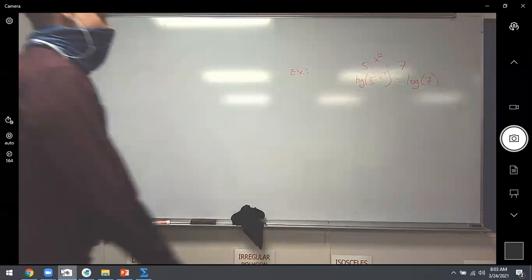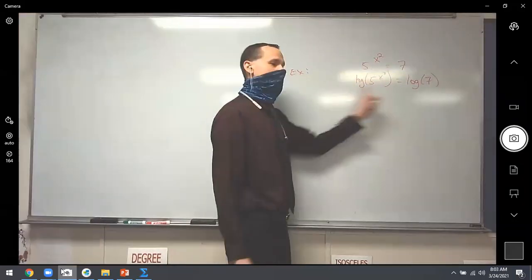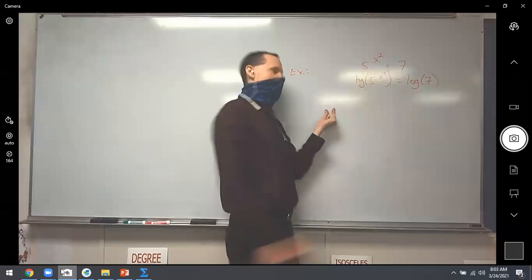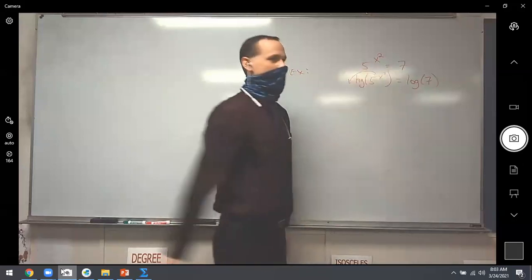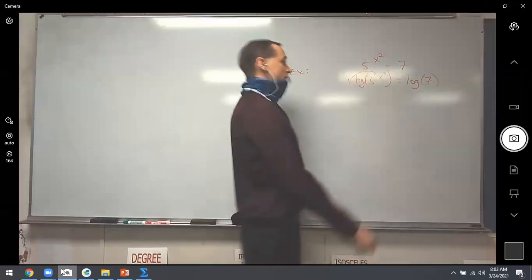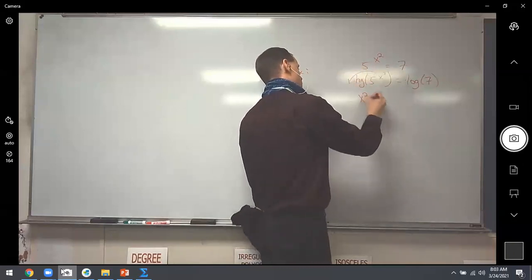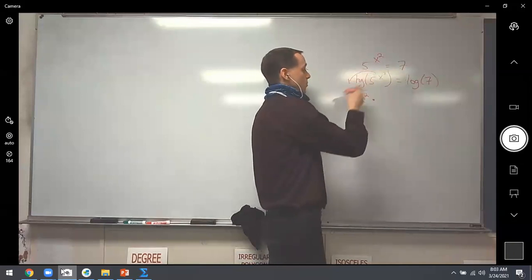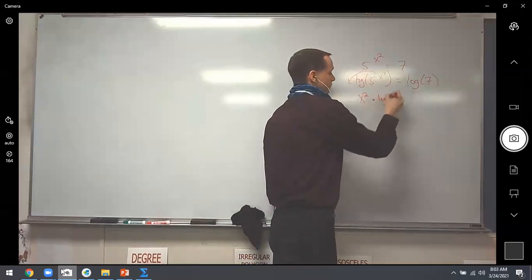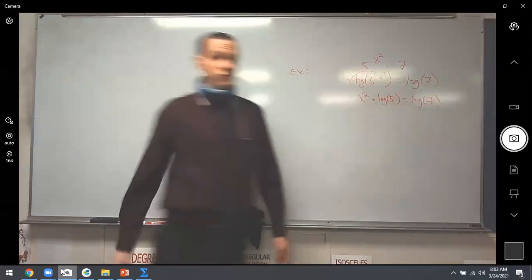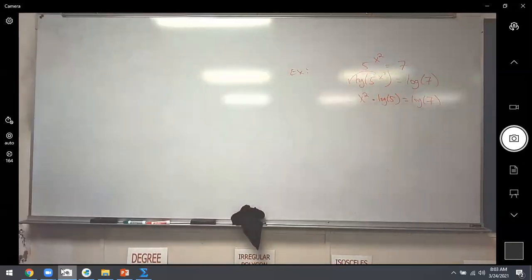And why are you doing the log? Even though these aren't the same bases, we still have our power property, and the exponent can come out in front. Can't emphasize that enough. That's the main point of these log things. So the exponent was x squared. Well, okay, x squared comes in front then. So I have x squared times, and what's left is just log of 5. And of course, that's still equal to this side, log of 7.